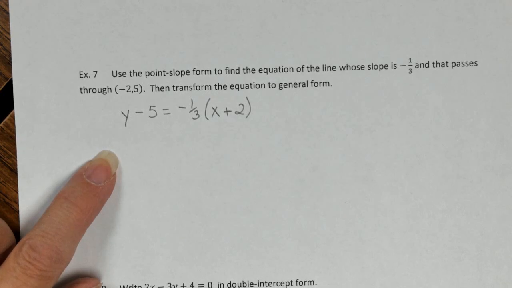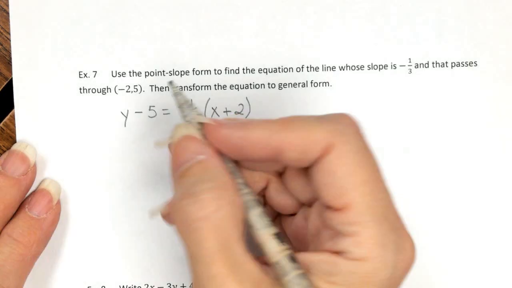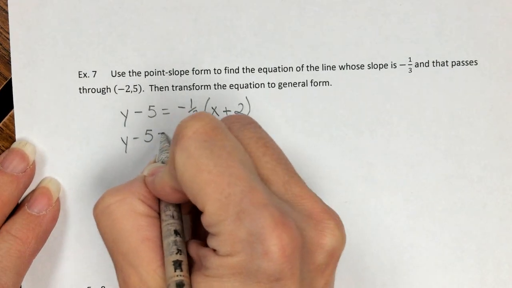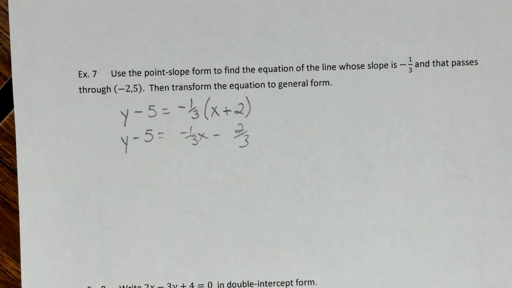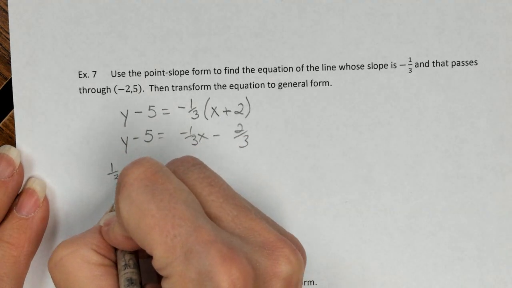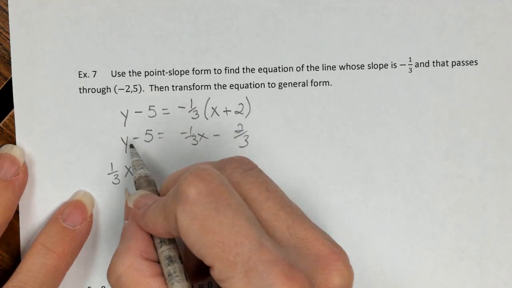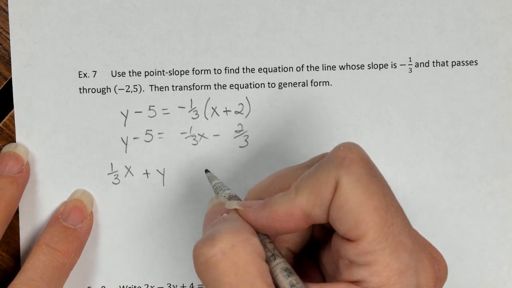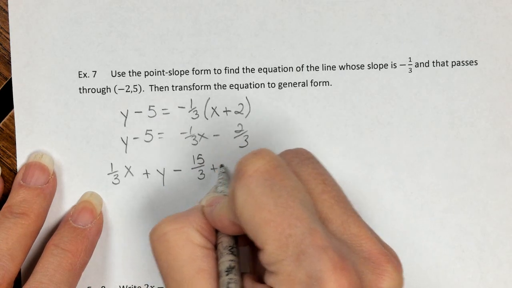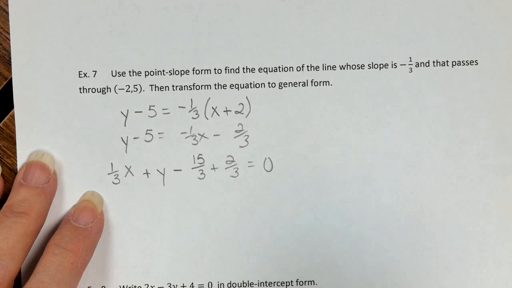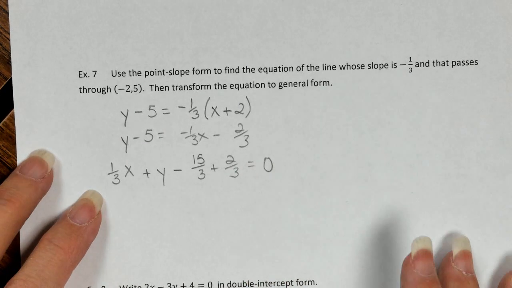And now they want it switched to general again, which is the one we did in example 6. So we'll distribute, and then we'll get everything moved over to the one side. y minus 5 equals negative 1/3 x minus 2/3. And then bring them over. We would have 1/3 x plus y. And then I'm going to write minus 15/3 and add my 2/3. You could do this in more steps. I was just trying to be efficient.